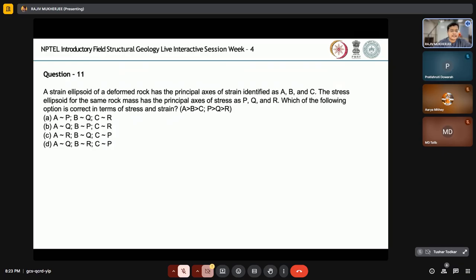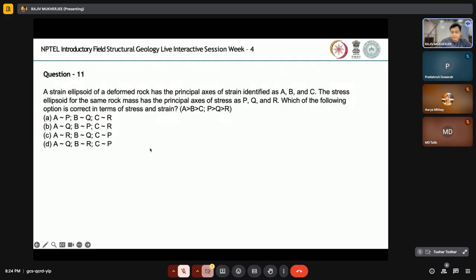Option A is to P, B is to Q, and C is to R. Option B, A is to Q, B is to P, and C is to R. Option C, A is to R, B is to Q, and C is to P. Option D, A is to Q, B is to R, and C is to P.